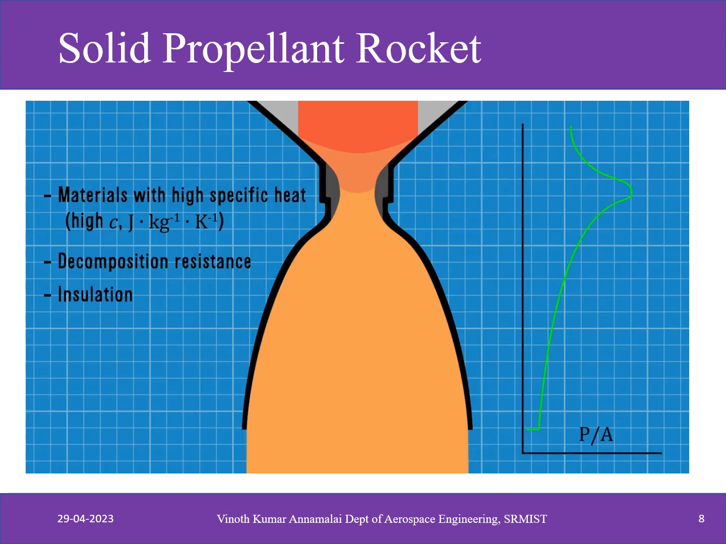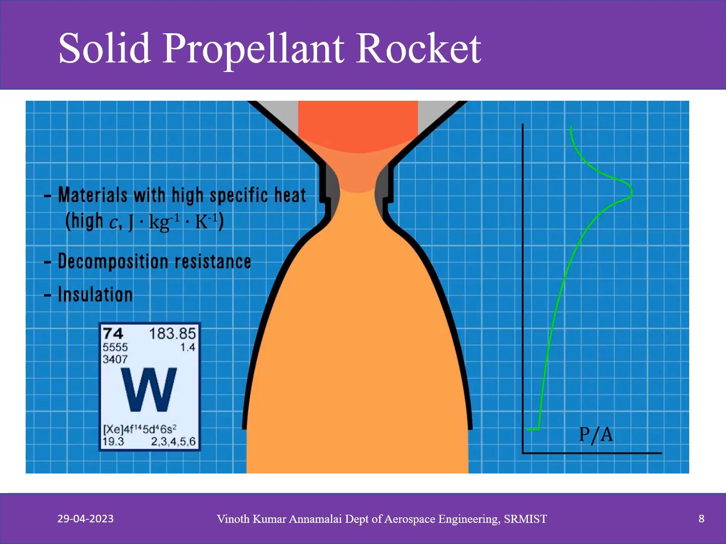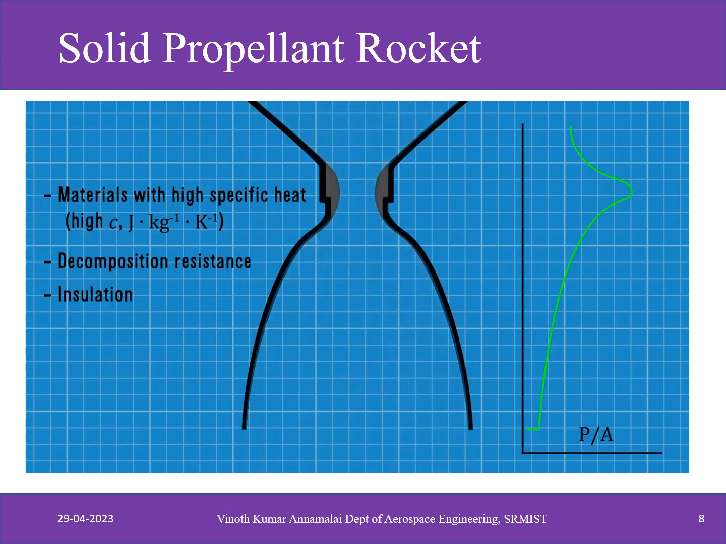Some throat inserts are made of tungsten. Tungsten has an incredibly high melting point and is very resistant to decomposition. On the downside, it cracks easily and is heavy. After a 2-minute burn or so, the nozzle will have lost a significant amount of material due to decomposition. A few inches of thickness is definitely possible for a large solid motor.